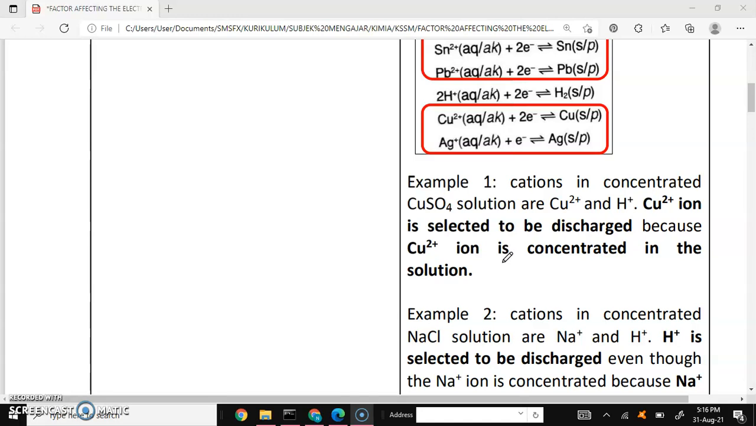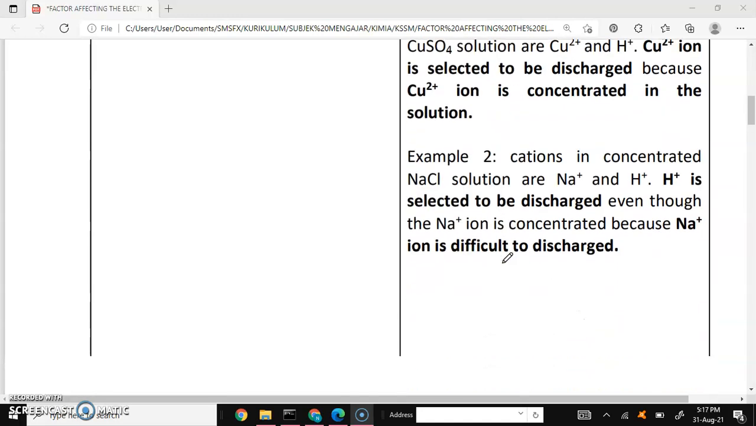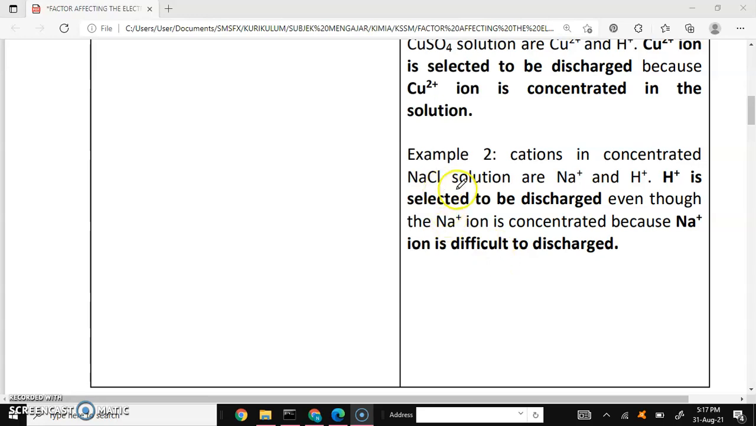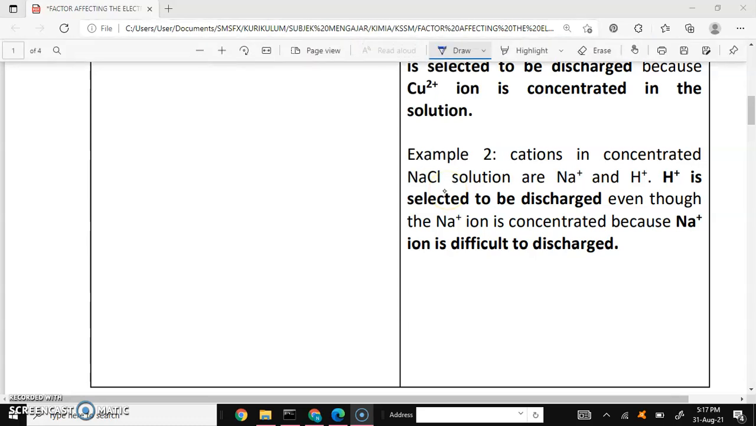Okay, example 2. Kita guna concentrated sodium chloride solution. So the cations present in the concentrated sodium chloride solution are Na+ and H+. Ada dua cations. So yang mana satu yang akan dipilih? Okay, jadi rule yang sebelum ni kita bagi tahu jika concentrated, jika pekat bermaksud air dia kurang. So kita tidak akan pilih hydrogen ions.